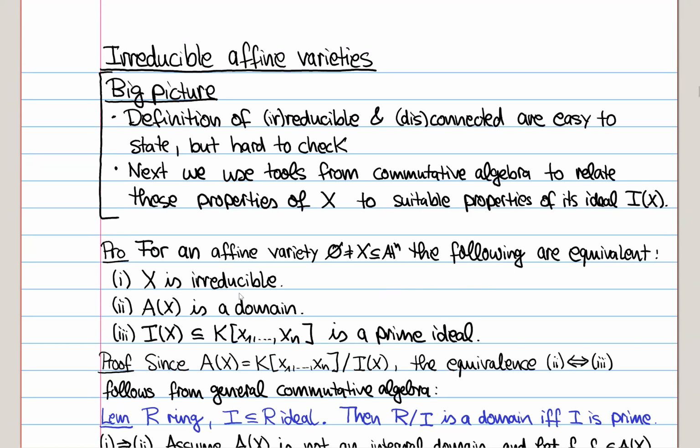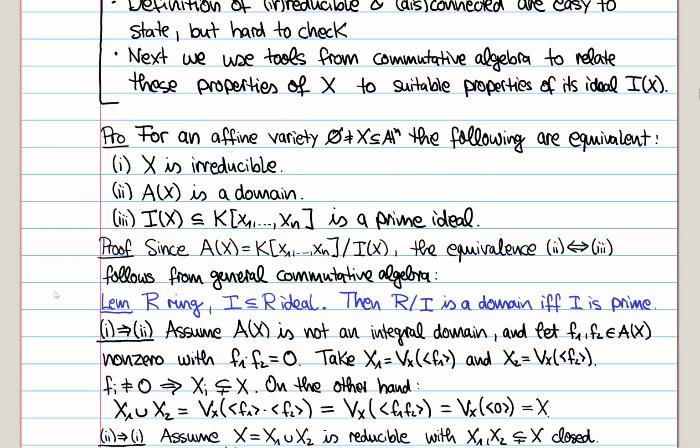And now we're going to see what it has to do with X being irreducible. One of the directions is pretty straightforward. I want to show 1 implies 2. We do this by proof by contradiction. So assume A(X), this coordinate ring, was not an integral domain. Then this means that we can find two elements in there which are non-zero, but their product is zero. This is just the data that we have been given, not 2.